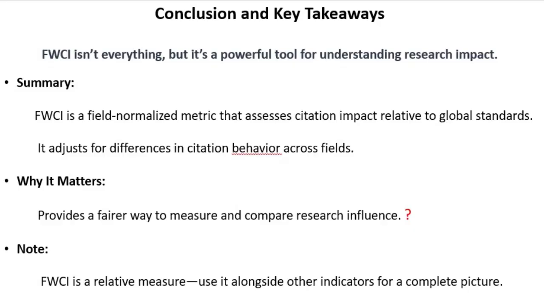To wrap up, FWCI is a powerful, field-normalized way to gauge citation impact compared to global standards. It's fair, it's flexible, and it helps us see research performance in context. But for the fullest picture, pair it with other tools, like peer reviews or altmetrics.